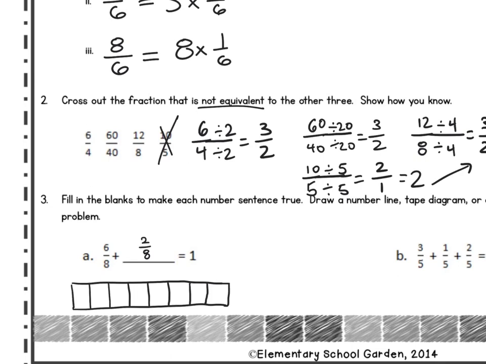And then I would show the 6/8 by shading in 1, 2, 3, 4, 5, 6. And then the 2/8 by shading in 1, 2. And you can see that that fills up the whole tape diagram, which of course is equal to 1. So I have 6/8, which is this right here. And then I have the 2/8, and then the whole tape diagram is equal to 1 whole.